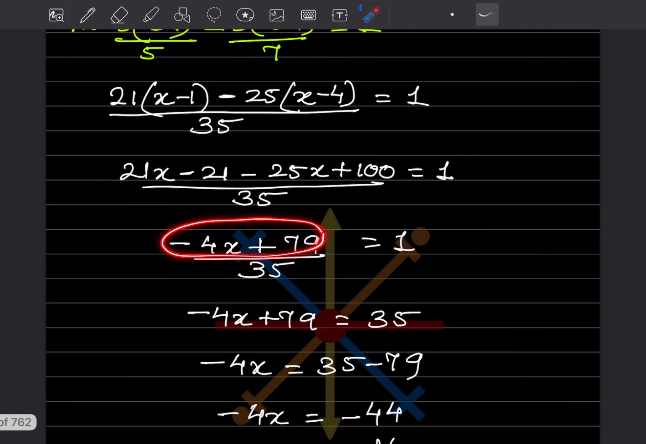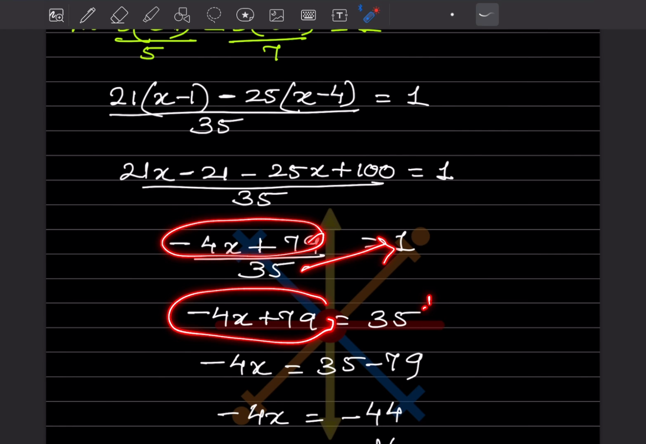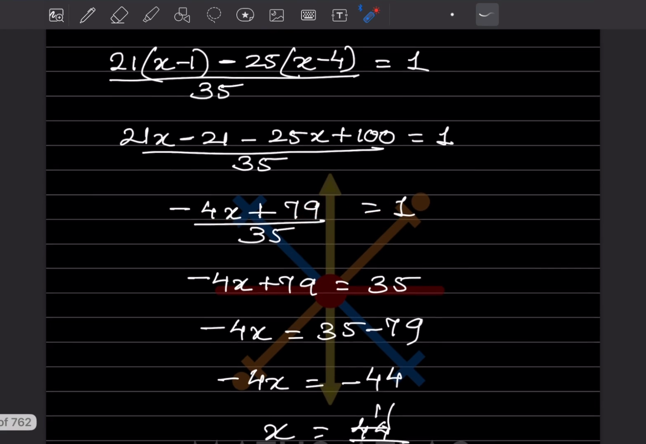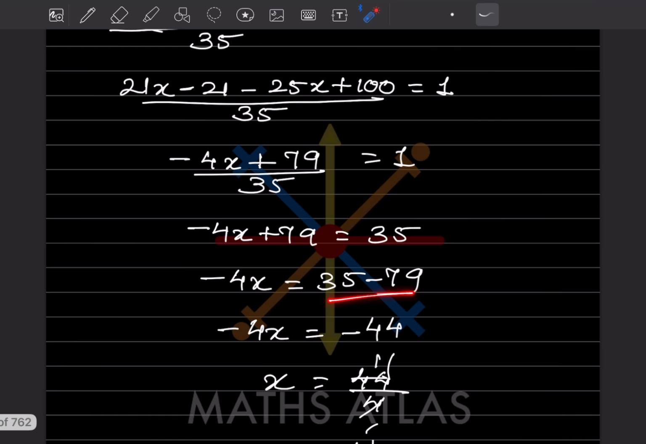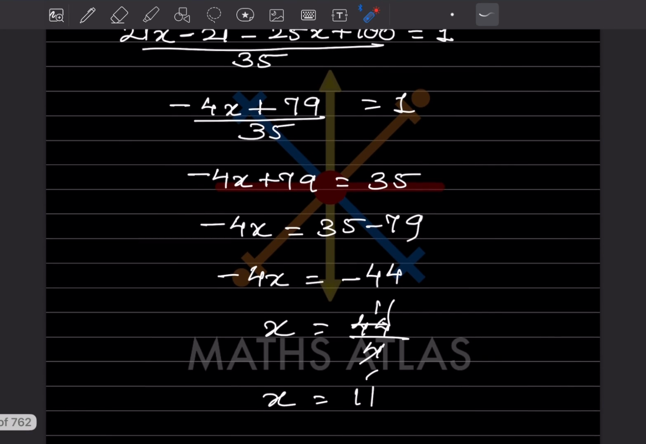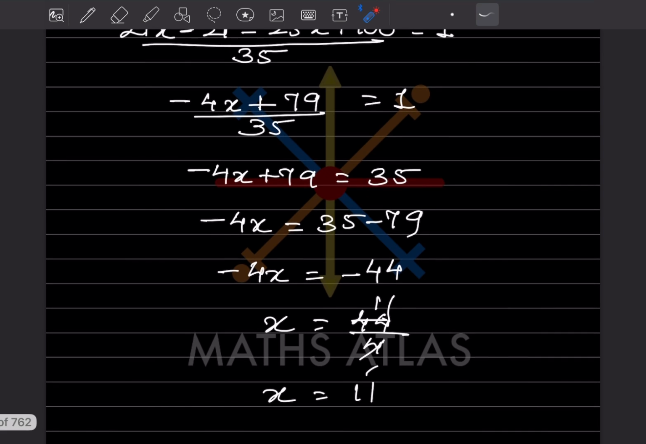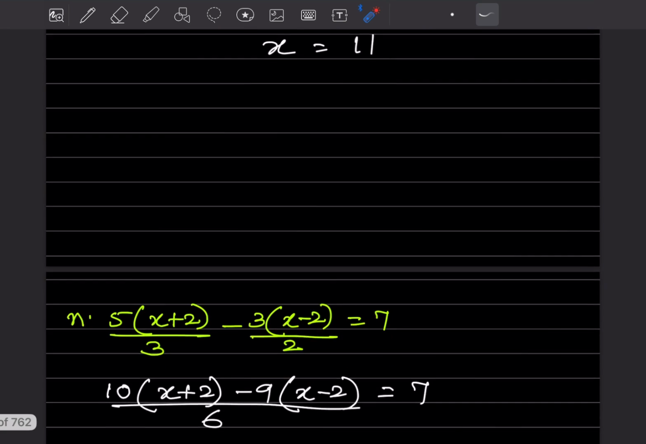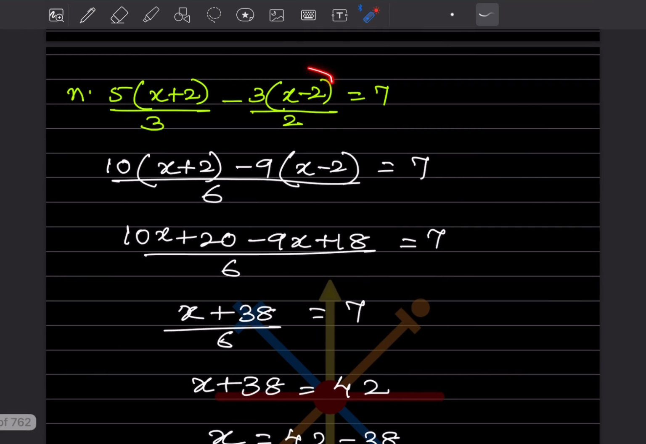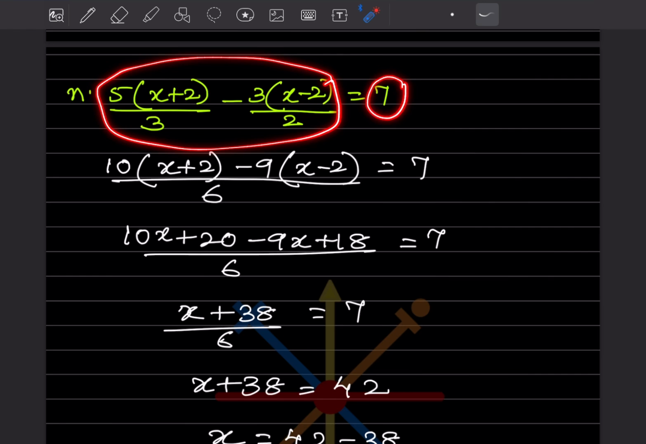So this is the left hand side, this will go on the right hand side. So this will be 35 into 1, that is going to be 35. So minus 4x will be 35 minus 79, minus 4x will be, after solving this, minus 44. So x is going to be 44 by 4, because both the sides have a negative sign, that becomes positive, which is going to be 11. Now let us see here, this is the left hand side and this is the right hand side.